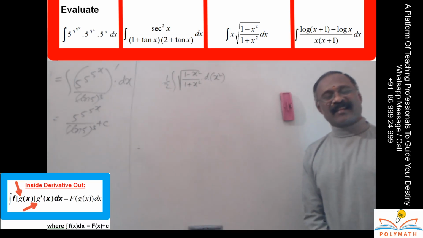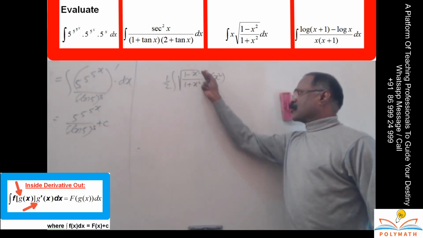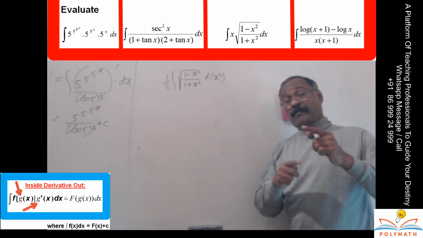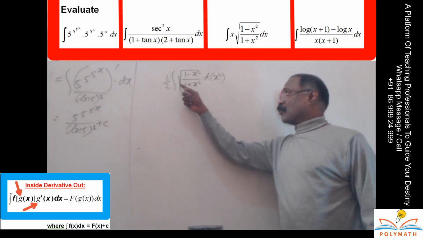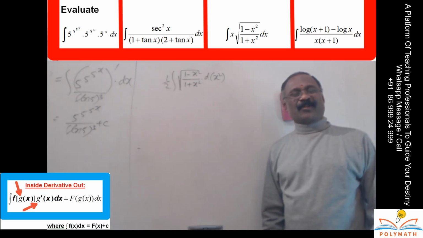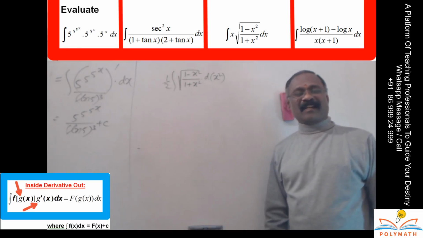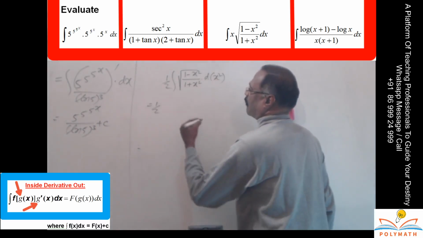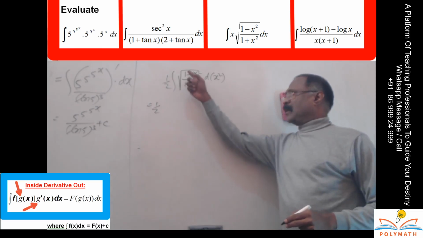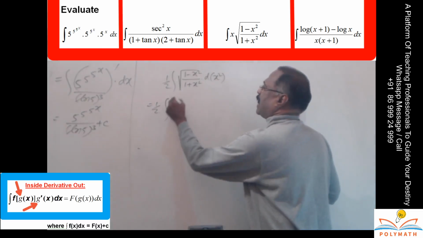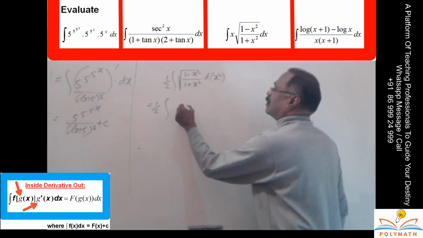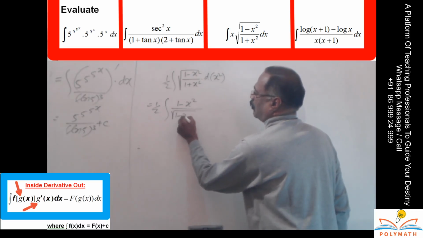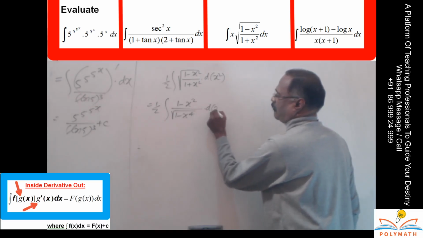Now you have to treat this x square as x. We did a previous problem in the previous video: the integral of root over 1 minus x by 1 plus x. So this is nothing but half the integral of, if you eliminate the root in the numerator, 1 minus x square divided by root over 1 minus x power 4 d of x square.